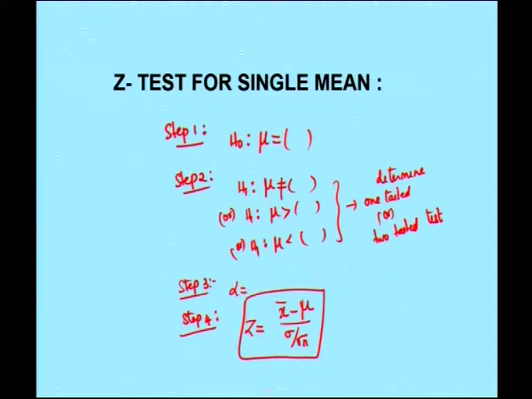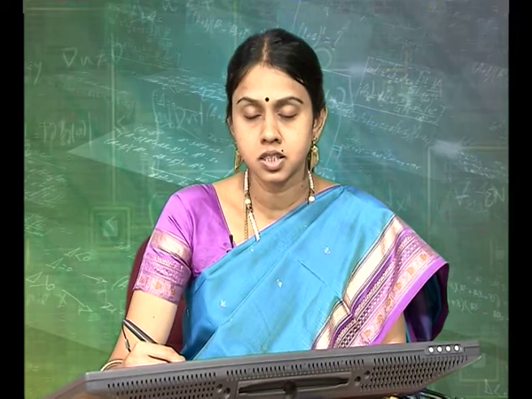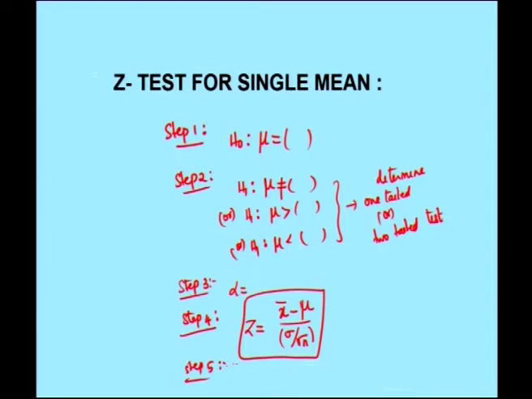X bar is a statistic, and the mean of the sample mean is mu, and the standard deviation of the sample mean is sigma divided by root n. So, Z is equal to x bar minus mu divided by sigma by root n, where all the notations have their usual meanings. X bar is sample mean, mu is population mean, sigma is standard deviation, and n is sample size. Okay. Then step 5 is conclusion.